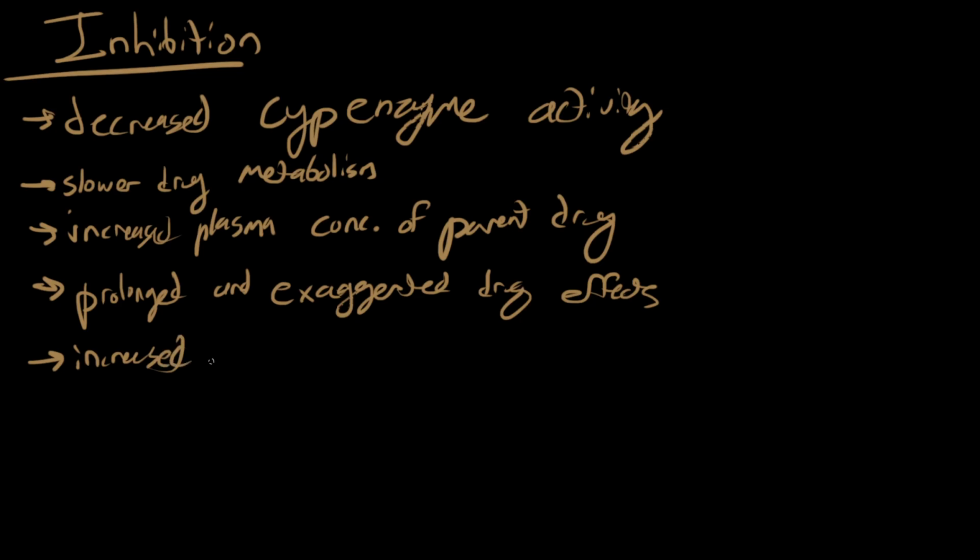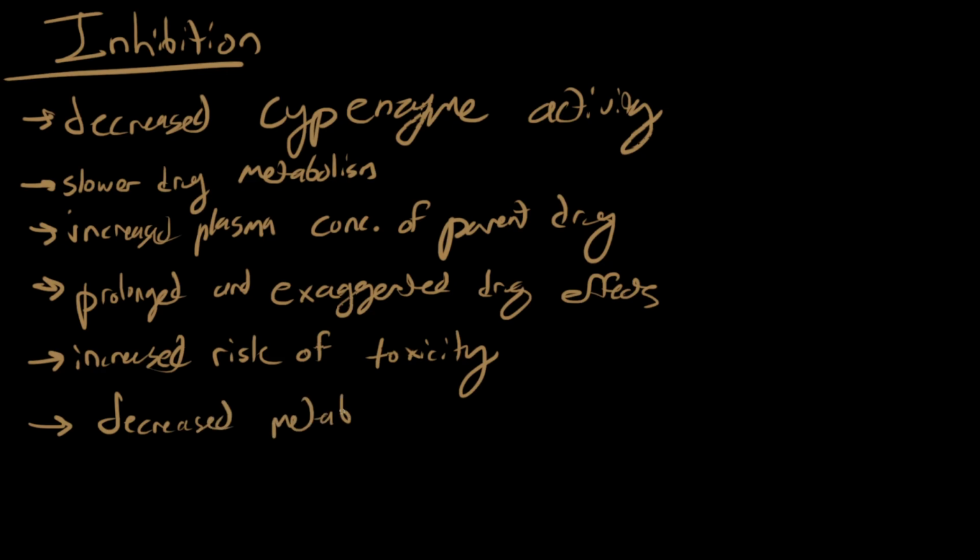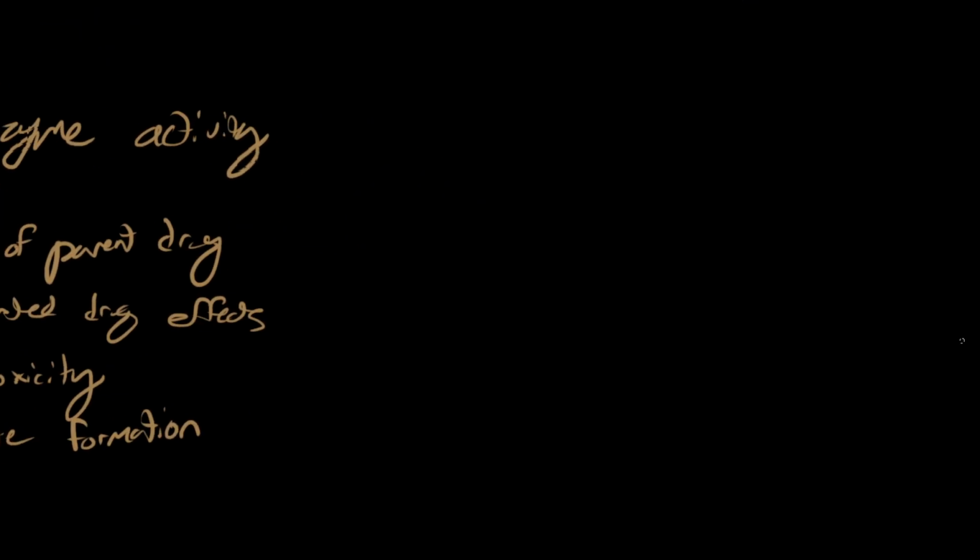That is not even English, what I just wrote there. Increased risk of toxicity. And last but not least, decreased metabolite formation. So that's induction and inhibition. Those are the big things, core concepts to know about those two things. And then the high yield enzymes. So the high yield CYP enzymes.